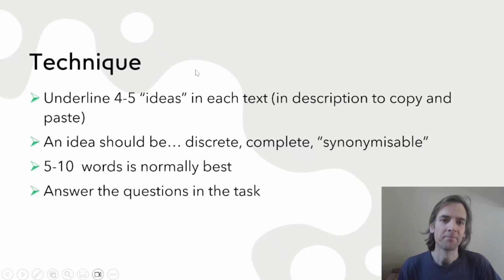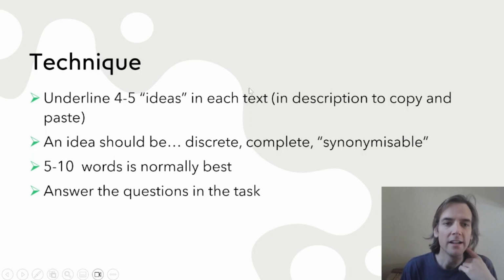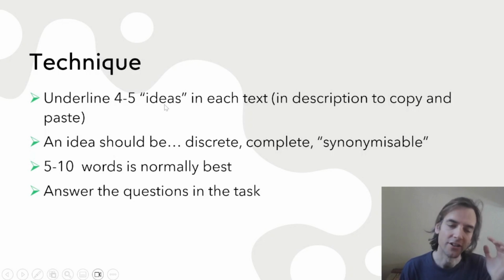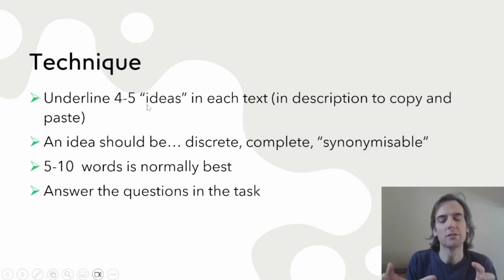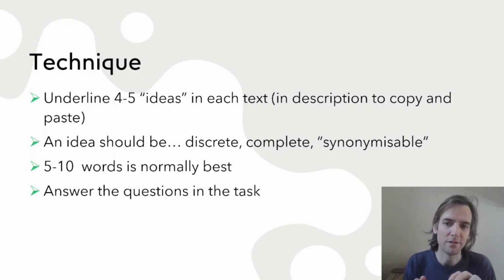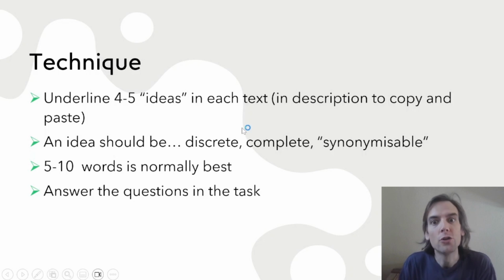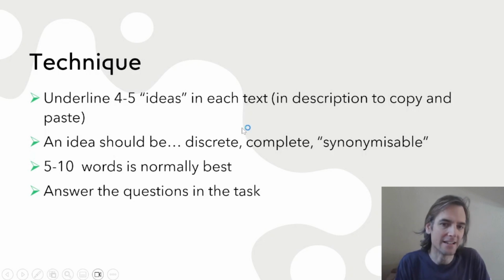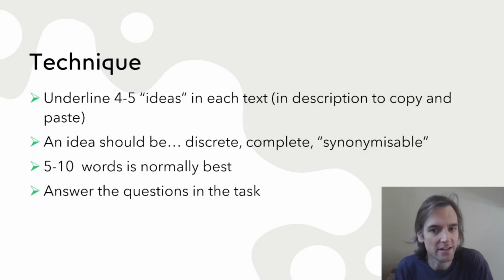Look, the technique is you're going to underline 4 to 5 ideas in each text. The text that we're using in class will be in the description, so you can copy and paste it and use it yourself. And when I say ideas in each text, I mean just picking out a discrete, complete, synonymizable idea. Don't use that word on Use of English Part 3, it's not a word. But you see what I mean, it's an idea that could be in the answers because it's quite easy to express this idea in different words. You can make a synonym out of this expression, it is synonymizable.